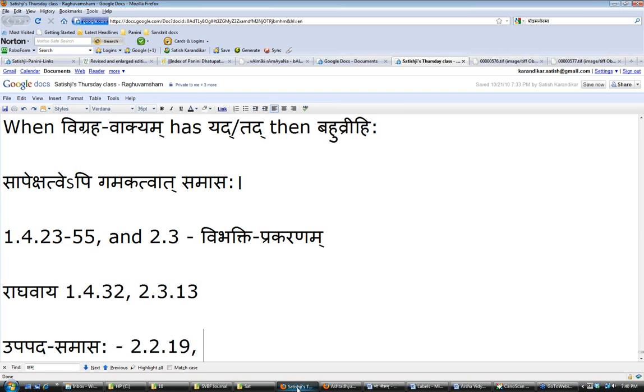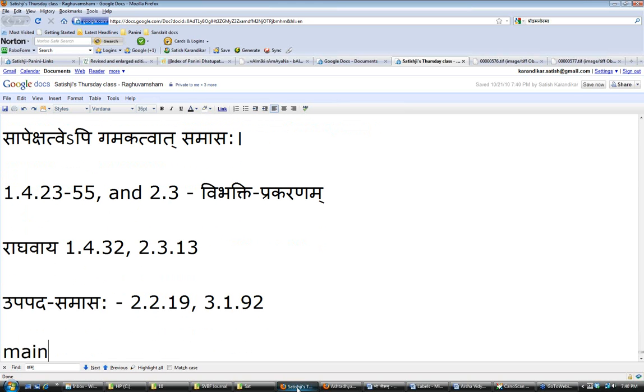So 2.2.19, then immediately 3.1.92, and then the main rules. The main rules are not the only ones. They come from 3.2.1 to 3.2.100. You should immediately do this in your mind. First upapadam, then tatra padam saptami stham, tatpaschat karmanyan iti prabhrati sutrani drashtavyani. You see that from there.